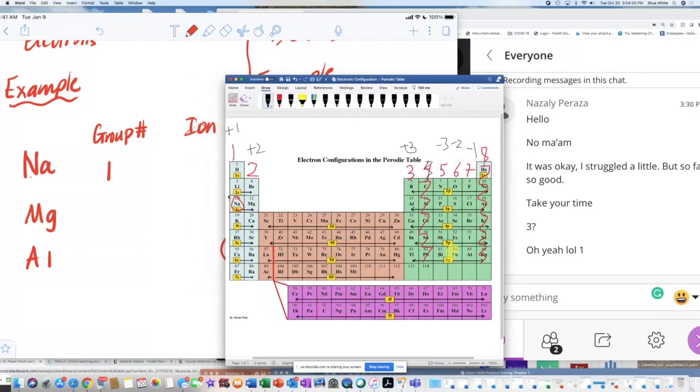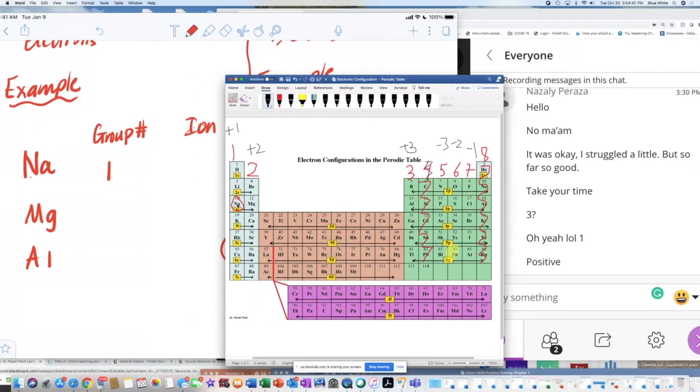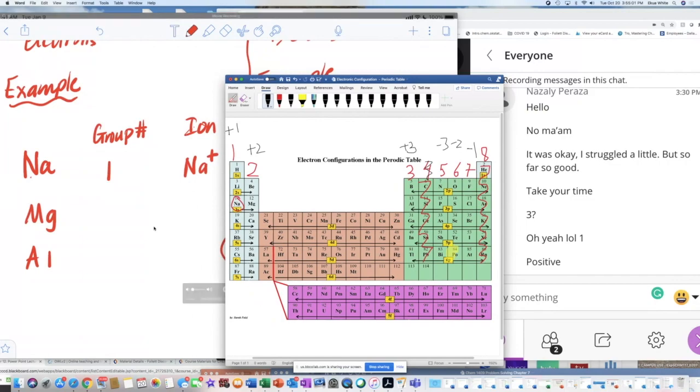Based on that, what's the group number for sodium? Oh, sorry, I already answered that. 1. What's the charge on sodium based on its group number? +1, right? So you're going to write sodium +1, but the +1 part is implied, so you just write it as positive. Don't leave it as just Na, you have to write positive. Very good.